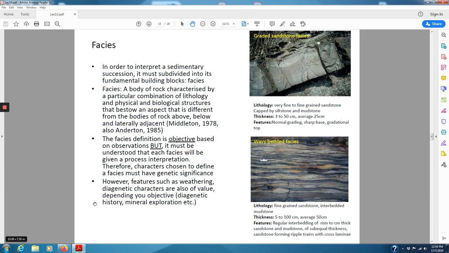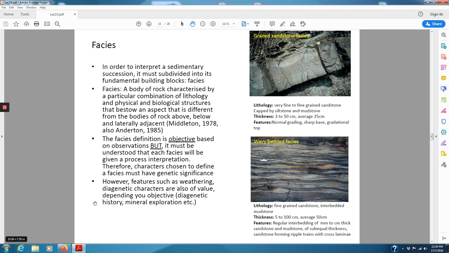And remember, you can also use facies for other kinds of rocks, metamorphic rocks, or even igneous rocks. They're just differentiating different types of rocks, to help you understand the variety of rocks you have in what you are studying.